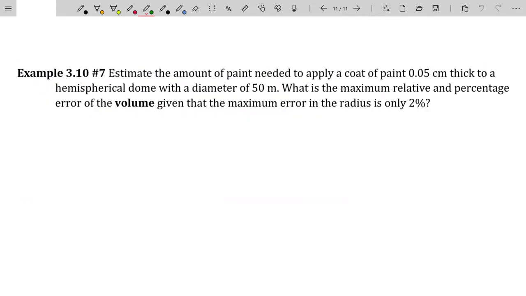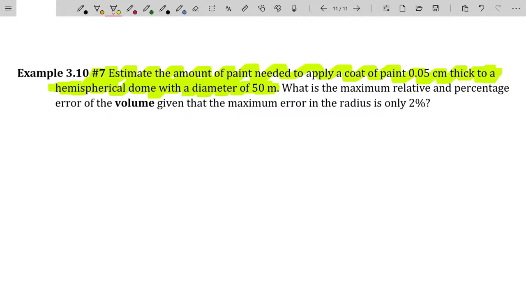Now we hit a really fun application, in my opinion. Estimate the amount of paint needed to apply a coat of paint 0.05 centimeters thick to a hemispherical dome with a diameter of 50 meters. I'll just stop there because that's all I really need. The rest of it is just computing the error, but let's focus on this part.